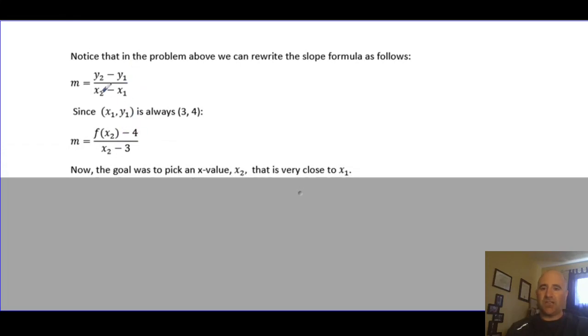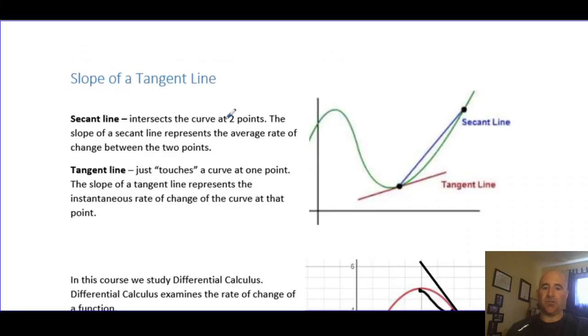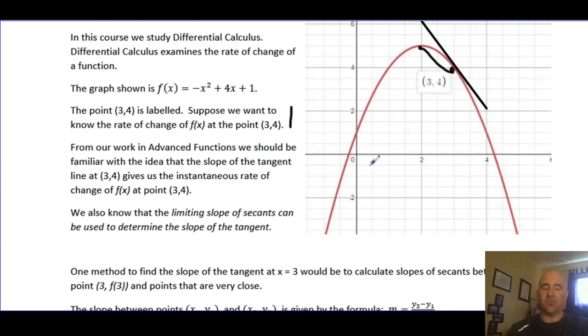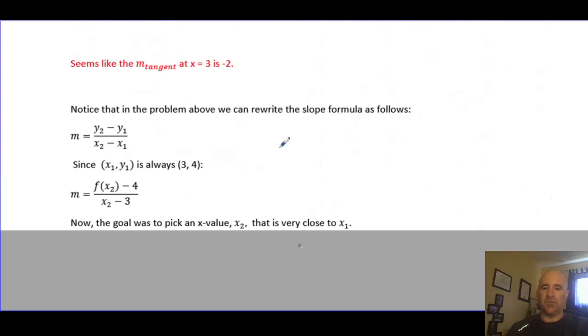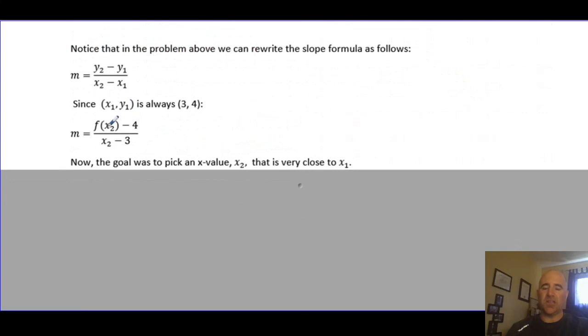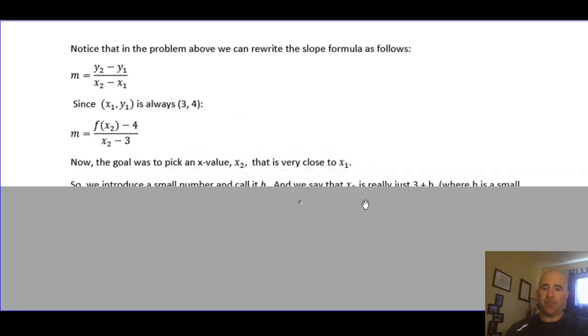I also took y2, pardon me. Instead of using y2, I used f of x2, because the function was given in terms of f of x, not in terms of y. And we should be comfortable with the fact that y2 is really the same as f of x2. Now, the goal was to pick an x value that was very close to x1, or very close to 3.